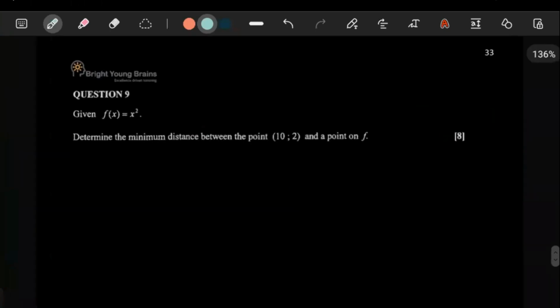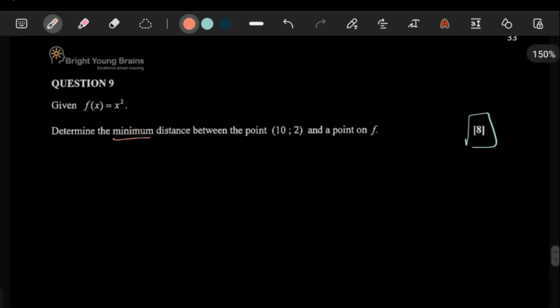Question number 9 says: determine the minimum distance between the point (10, 2) and a point on F. It's an 8 mark question. Anytime they speak of anything related to maximum or minimum, you may want to think of applications of calculus, but you also want to be logical depending on the kinds of questions that you have.